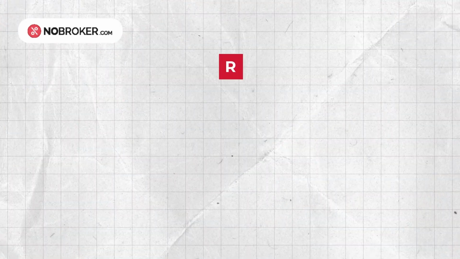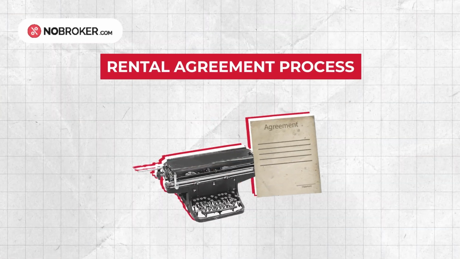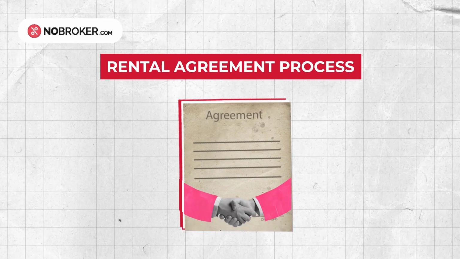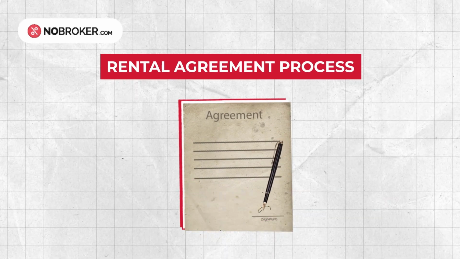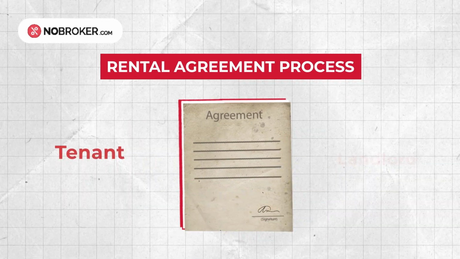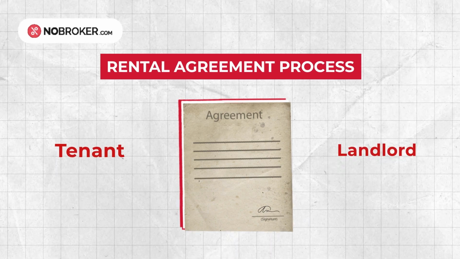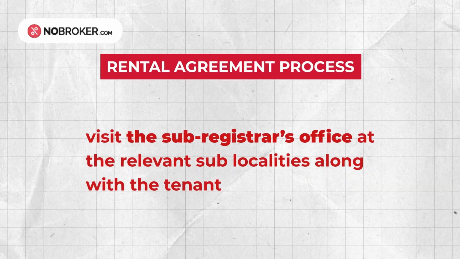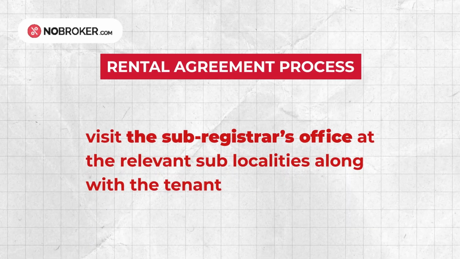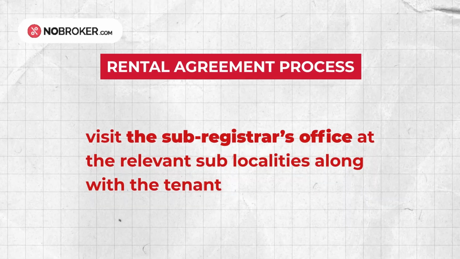Prepare an outline of a rent agreement with the preferable clauses related to the rent and security deposit. Next, get the rental agreement printed on a stamp paper with an assigned value. Then get the signature of both the tenant and yours as a landlord on the designated places of the rental agreement. Visit the sub-registrar's office at the relevant sub-localities along with the tenant.